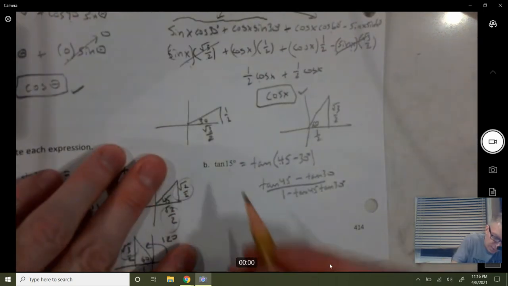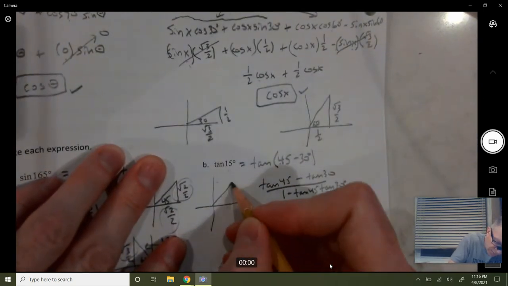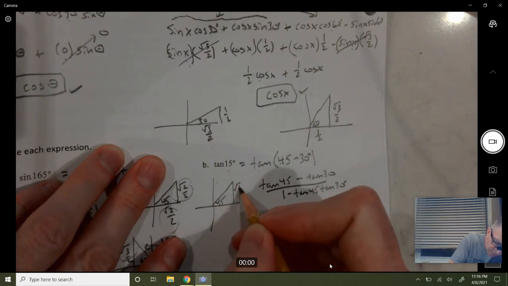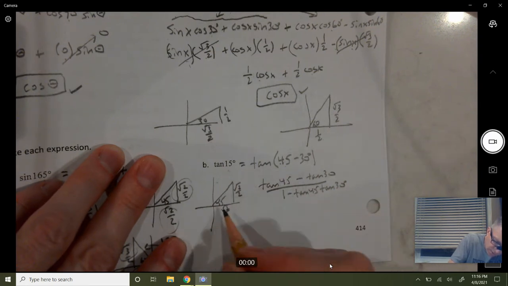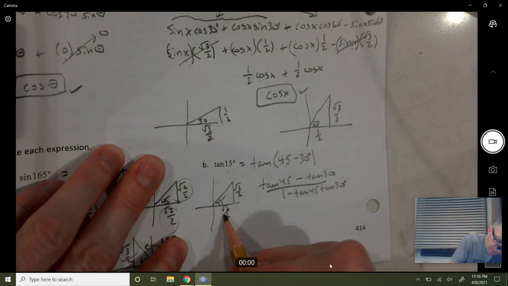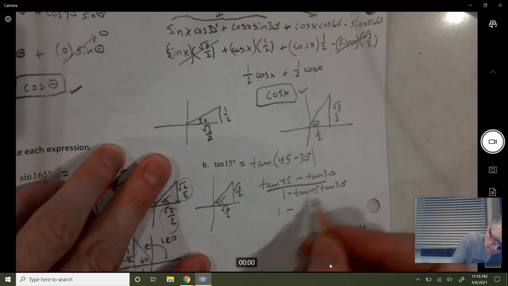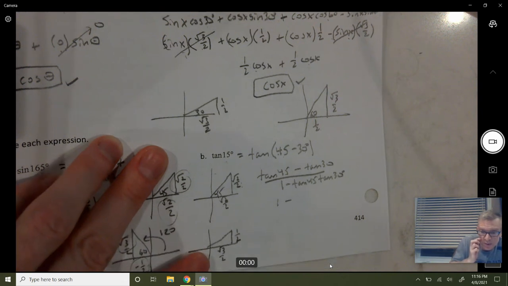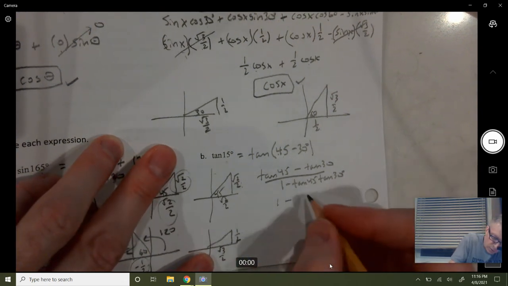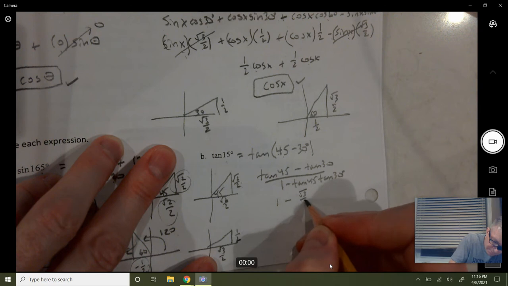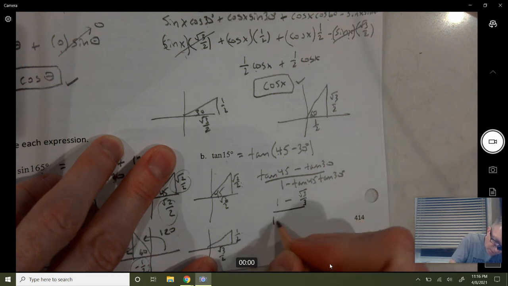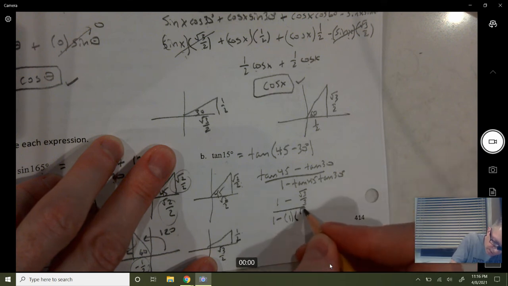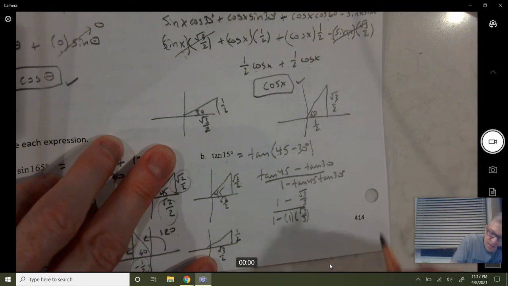You want to draw your angles. The 45-degree angle has a rad 2 over 2 and a rad 2 over 2. So the tangent of 45 is this divided by this, which is 1, and minus tangent of 30, which is 1/2 divided by rad 3 over 2. When you simplify that, you're going to get 1 over rad 3 or rad 3 over 3. And you've got 1 minus tangent of 45 is 1. Tangent of 30 is rad 3 over 3.